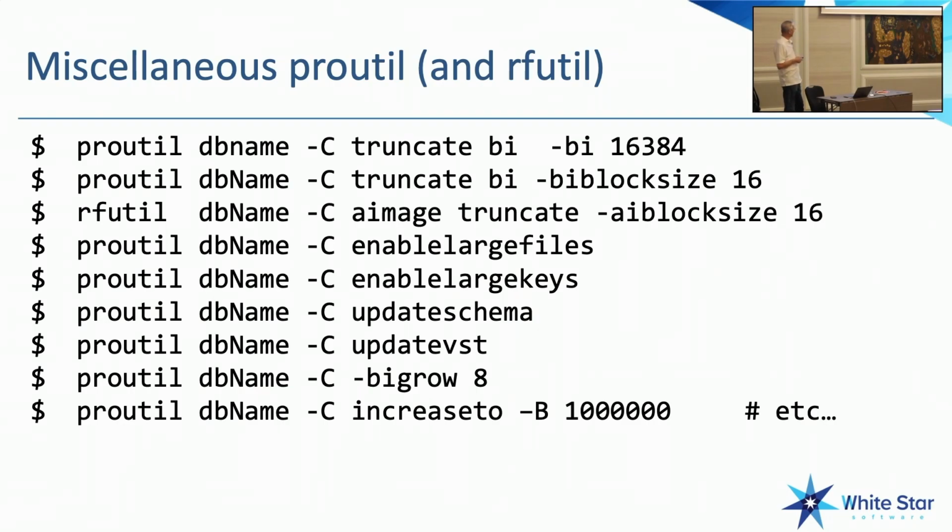And then this increase 2, if you make a mistake with a parameter and you don't want to shut down the database and start it again, you can temporarily increase certain parameters like the -B parameter and OM size and the lock table and various things like that. So that's a capability that you can do online.